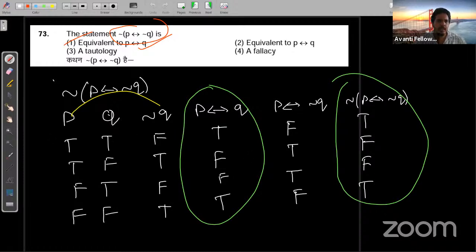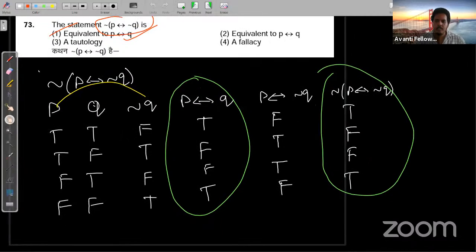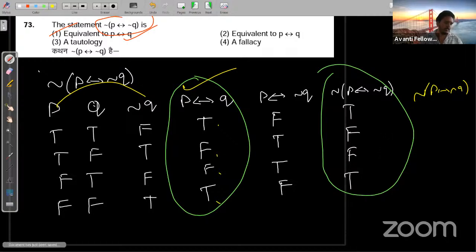These two are same, right? See, these two are same, right? P double implies Q, we got T, F, F, T. And negation of P double implies negation Q also we are getting T, F, F, T. As both are same, we can say both are equivalent. What is your doubt? What are you asking?